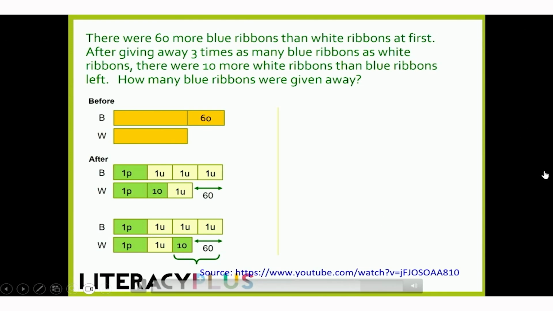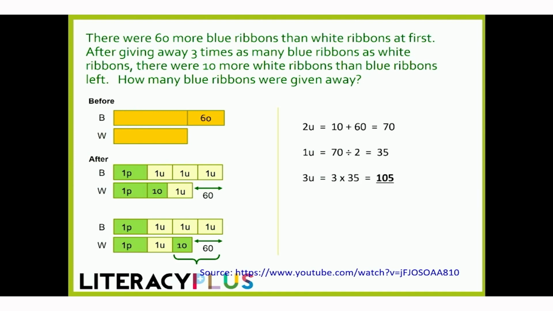10 plus 60, which is 2 units is equal to 70. Therefore, 1 unit is 35. Now the question is, how many blue ribbons were given away? Looking at the model, we need to look for 3 units. So 105 blue ribbons were given away.